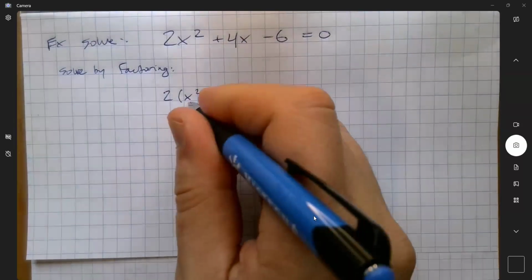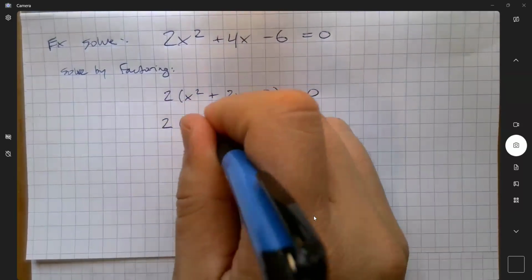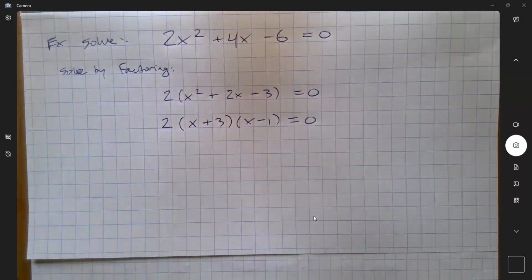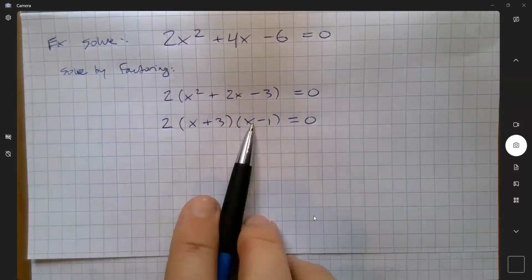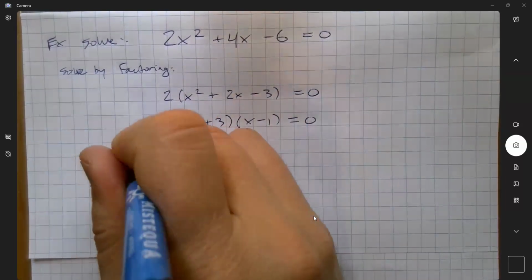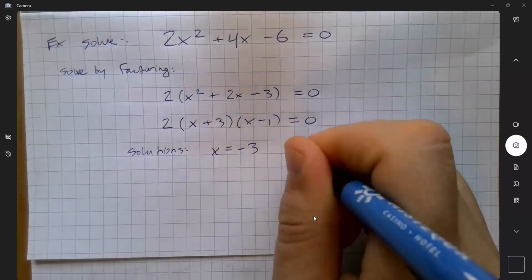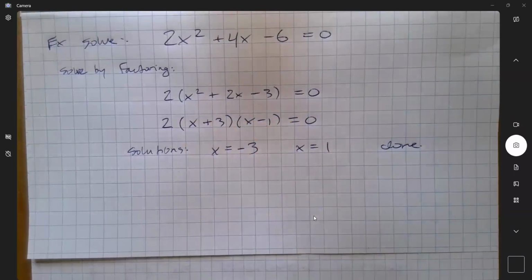And then I factor the inside using the box method, and I'm going to find that I have x plus 3 and x minus 1. And now I'm already factored. These are the nice simple x plus and x minus. So my solutions are the corresponding values, x equals negative 3 and x equals positive 1. And I'm done.